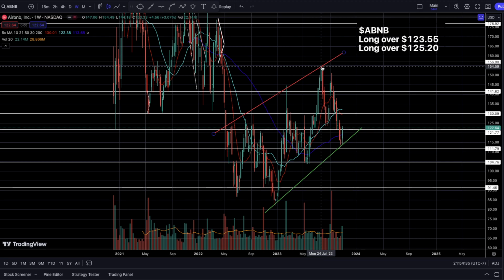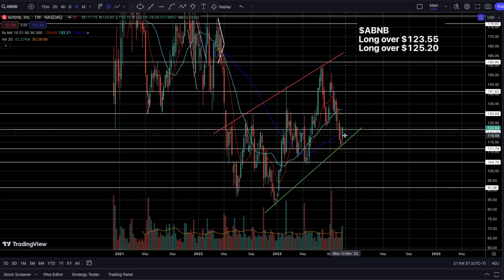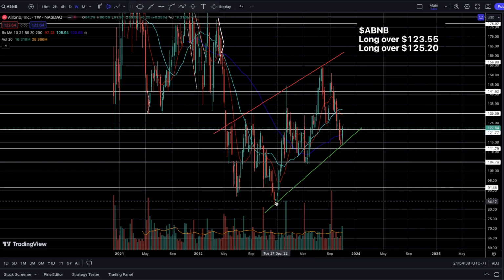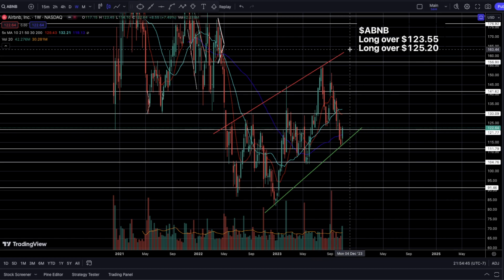So ideally, it would be nice for us to hold this pivot at this official ascending support trend line or this bottom range and head up towards that top range at this ascending resistance trend line. Okay, so that is the bigger picture here for Airbnb.